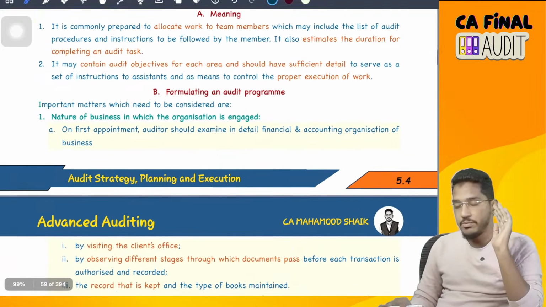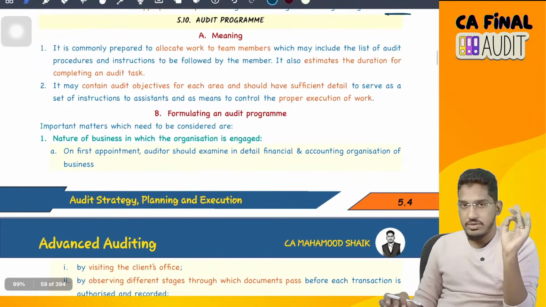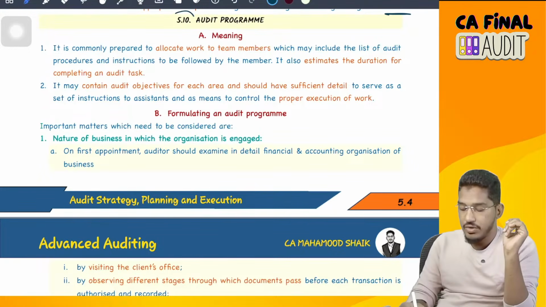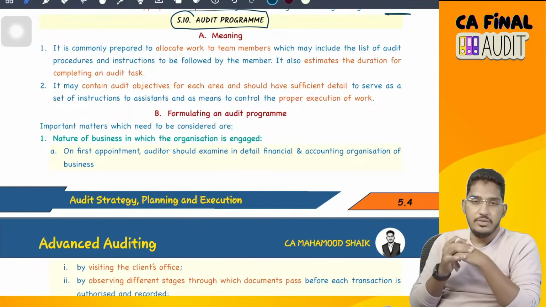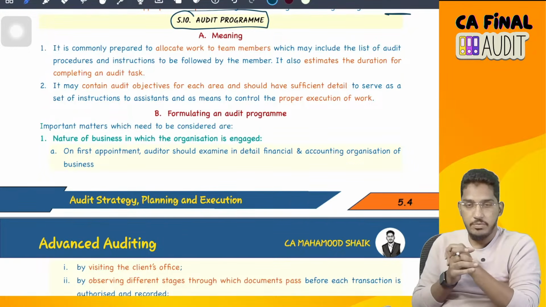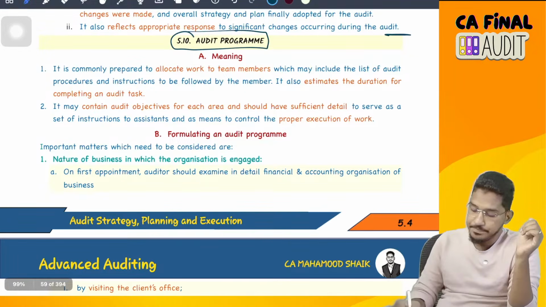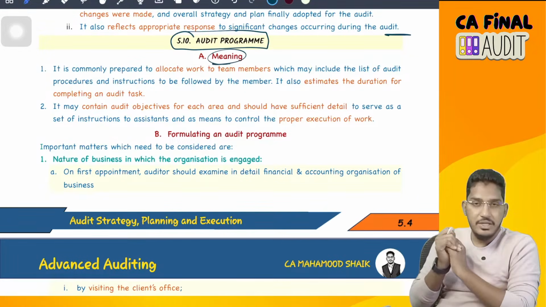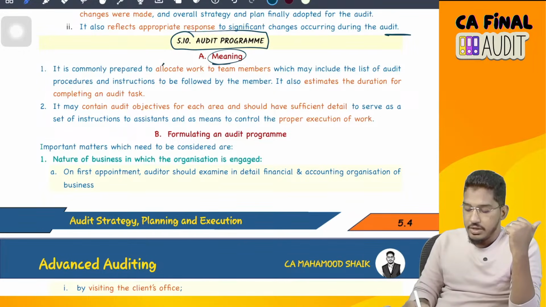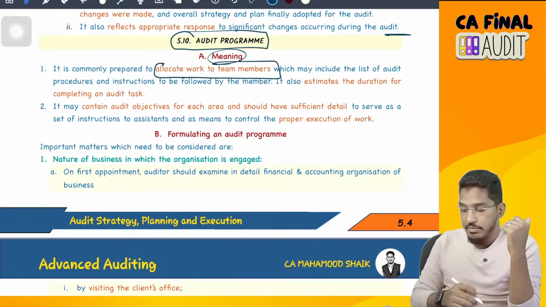But as I have told, the planning process involves 3 steps, not just audit strategy and audit plan. It also involves something called the audit program, right? So let us try to understand the meaning of audit program, and a few aspects regarding it. What is the meaning of audit program? Why will it be prepared? It will be prepared to allocate the work to the team members.